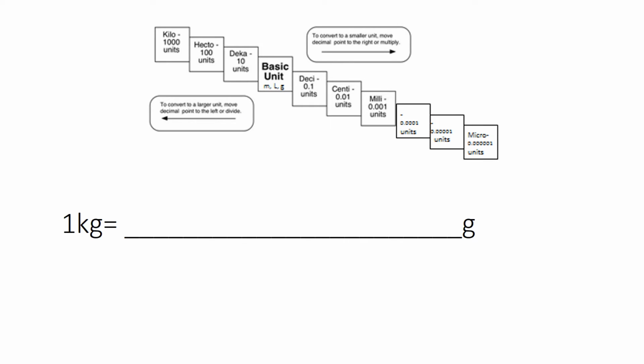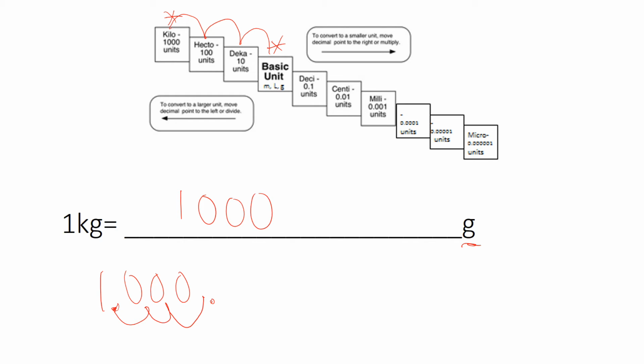Okay, this problem asks us to start with kilograms, which is right up here, and our final unit is in grams, which is our basic unit. So we are moving to the right, which means our decimal is going to move to the right. And I don't see a decimal on there, so we just assume there's one right after the number. And we're going to move 1, 2, 3 steps to the right. So that's 1, 2, 3 steps to the right, and I fill in zeros as placeholders. So my answer is 1 kilogram is equal to 1,000 grams.